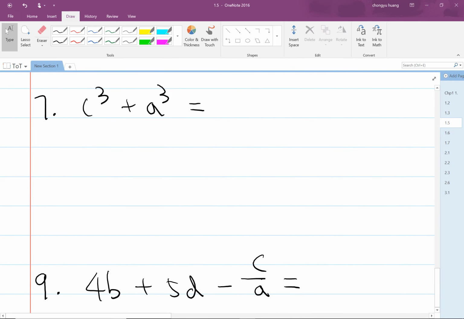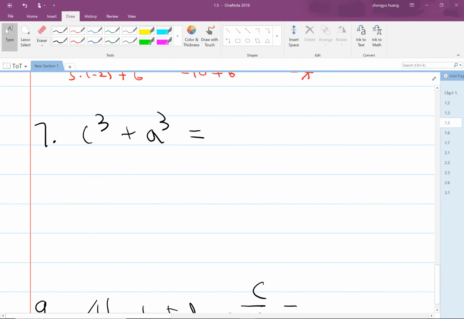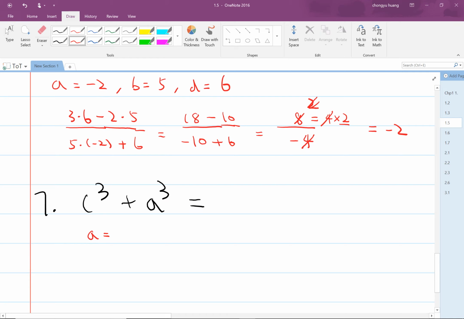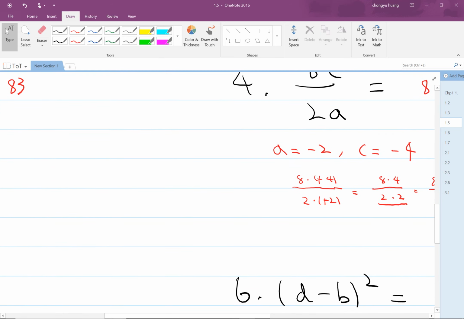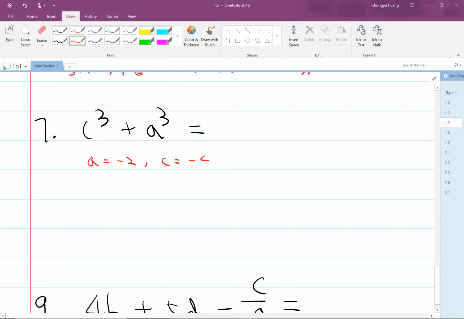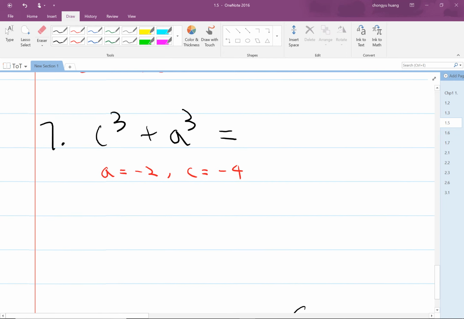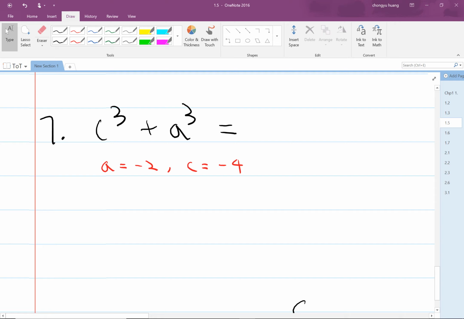So let's move into question 7. So what we have is only 2 variables. So a is actually negative 2, remember. And then c is actually equal to what? C is actually equal to negative 4. Right? So let's plug in the numbers. So c to the power 3, so negative 4 to the power 3, and then you plus a. A is actually negative 2 to the power 3.